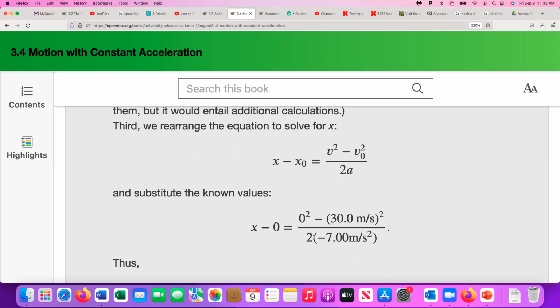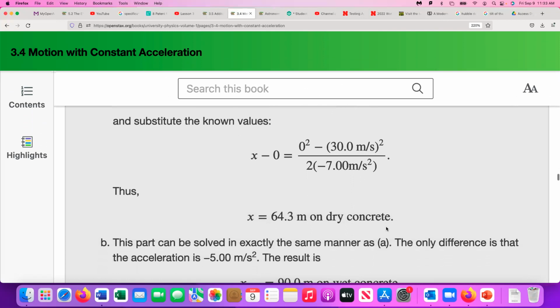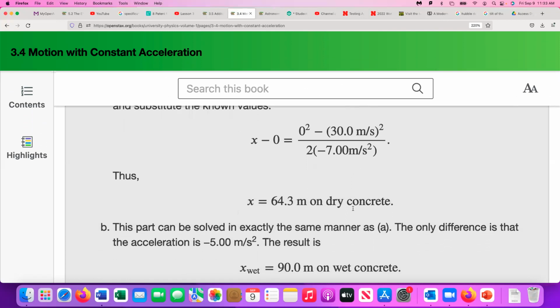Right? And that's usually what happens when you're trying to slow something down. The acceleration is in the opposite direction of the movement of the object. So there's -7 in there, and then they plug in those numbers and calculate. So on dry concrete, it's a 64.3 meter stopping distance.